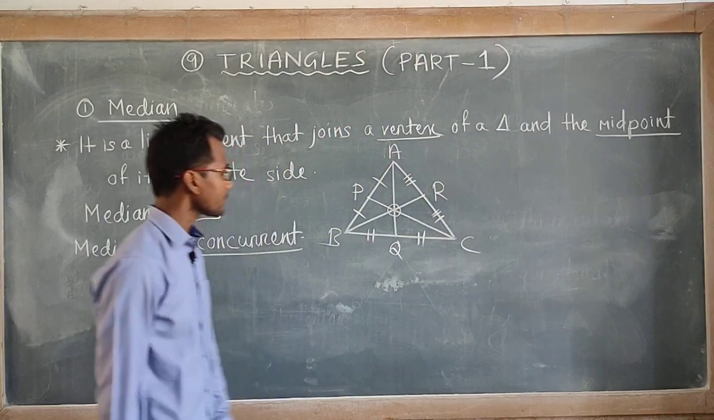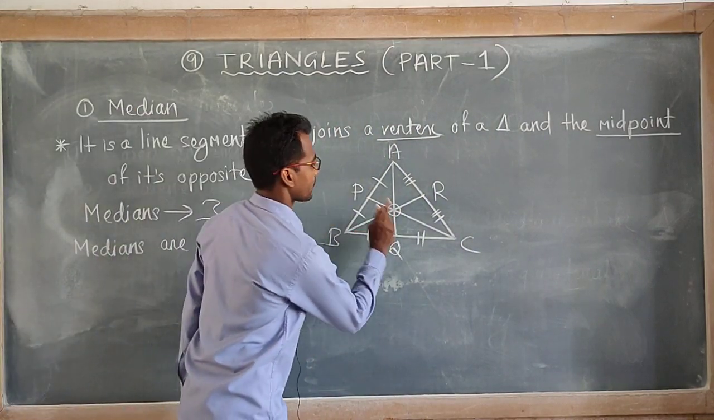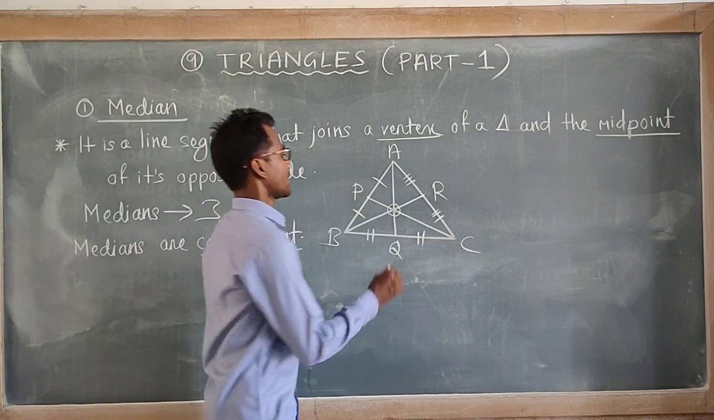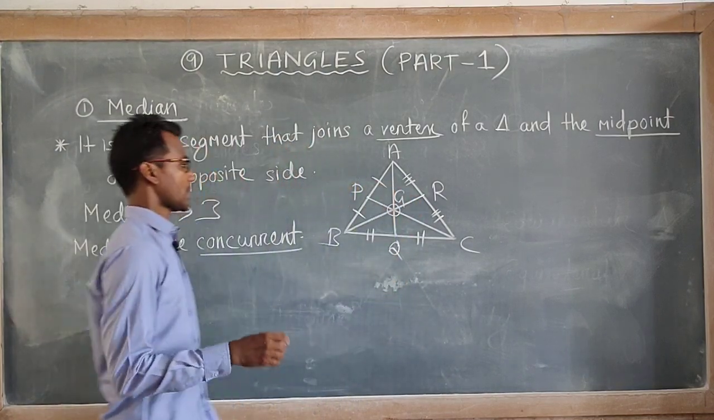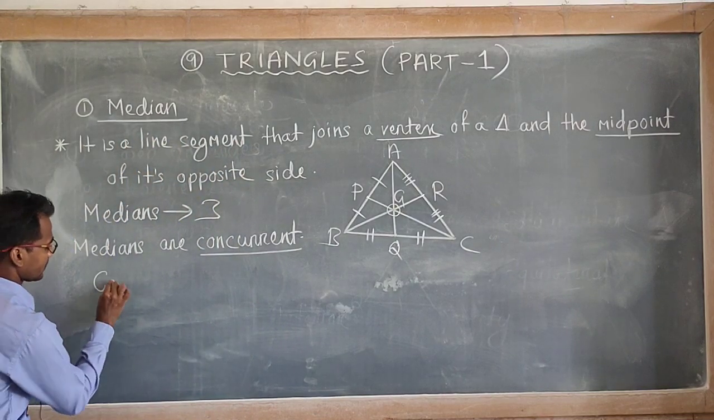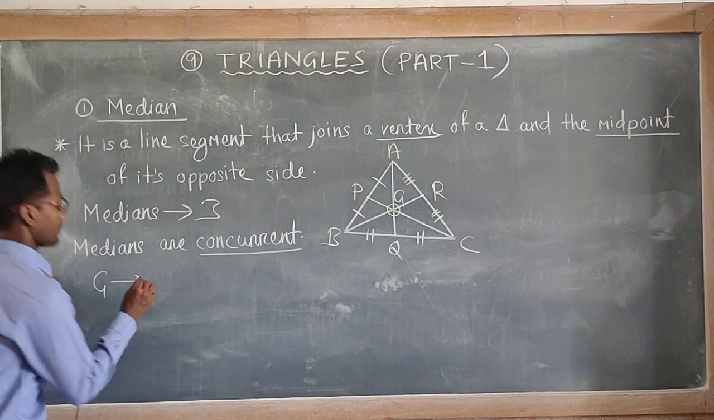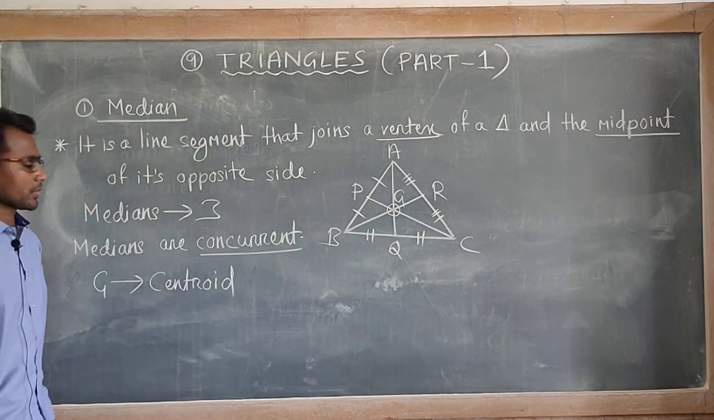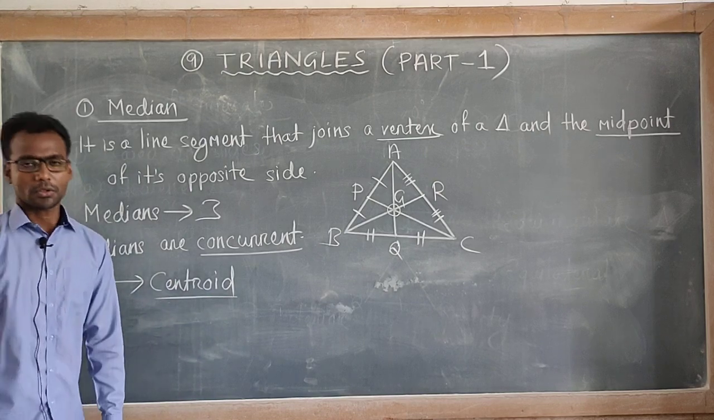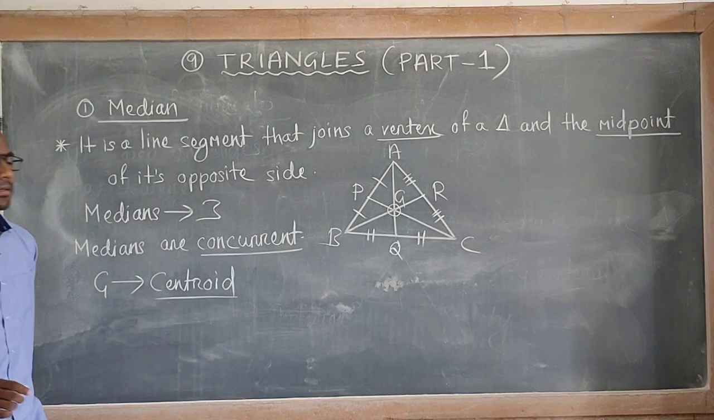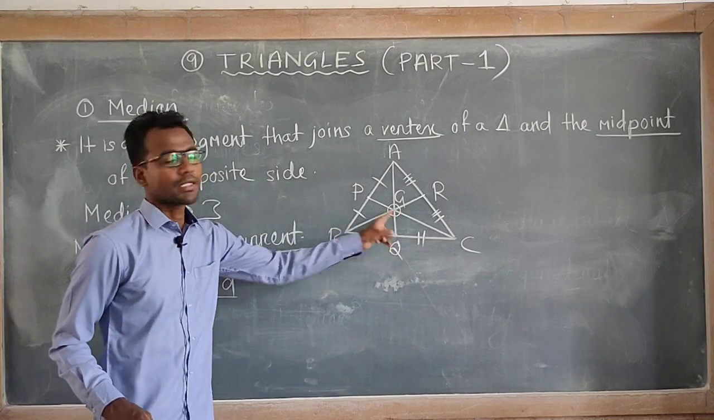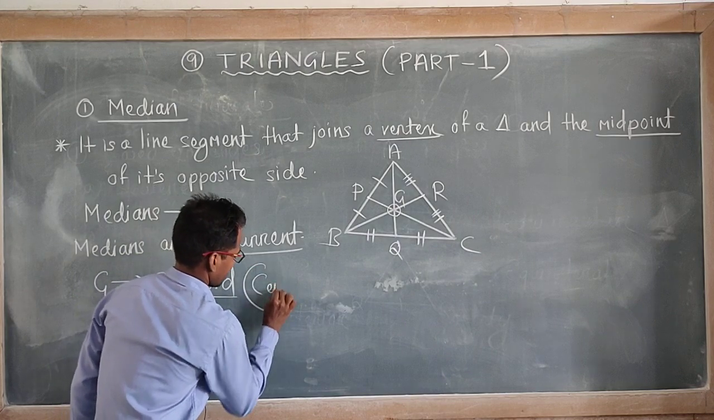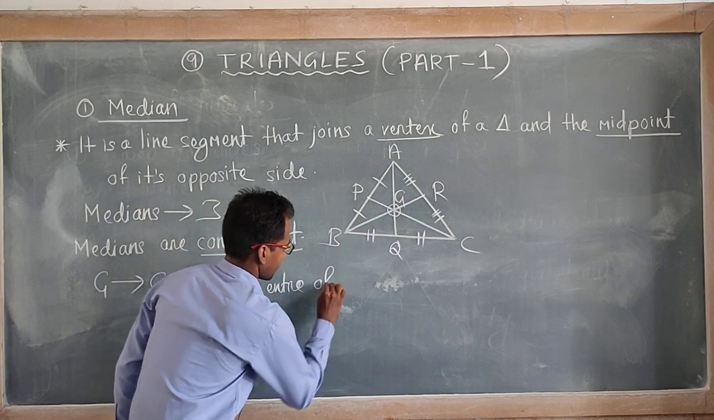Next, we have given a special name to this point. There is a special name for this point of intersection of the medians. It is G. Remember this, G, and G stands for centroid. Remember this, G stands for centroid. Actually it is the center of gravity of this triangle.